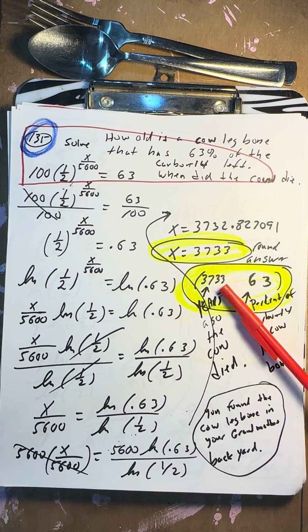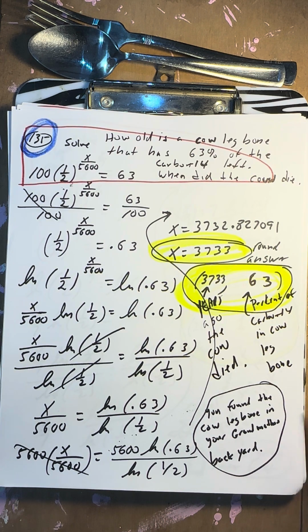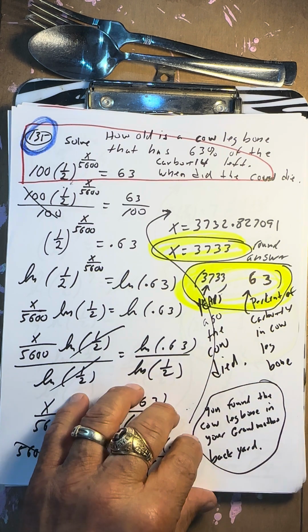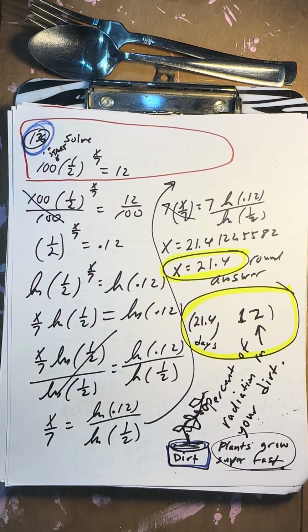This cow died, and the leg bone is still there, because it only has 63% of the carbon-14 left. You found a cow leg bone in your grandma's backyard. There it was, this big old bone. And you showed it to her. Say, hey, grandma. She said, yeah. Look at the leg bone. She said, okay.